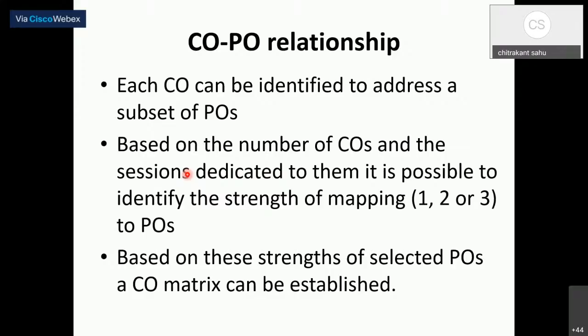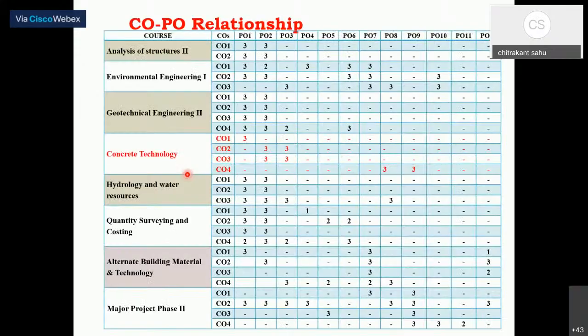So after writing the course outcome, a teacher sits and takes a printout or sees the program outcome, and then they find out the mapping between the course outcome and program outcome properly, because in most cases it is not properly understood and it may lead to a wrong calculation of the program outcome. Okay, so based on this strength of the selected POs, a CO matrix will be established. So we are going to discuss this CO PO relationship matrix.